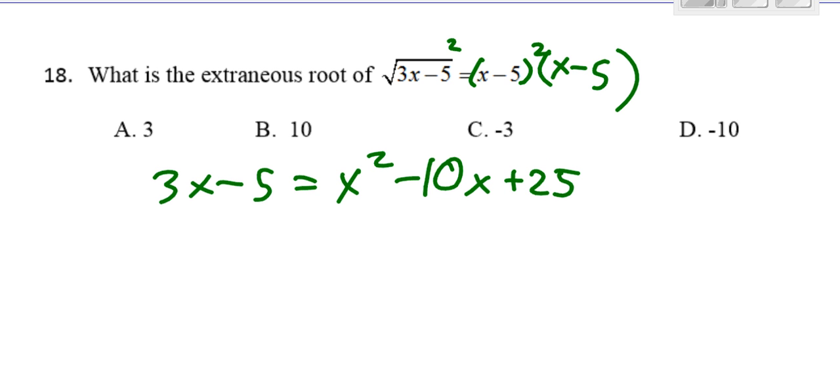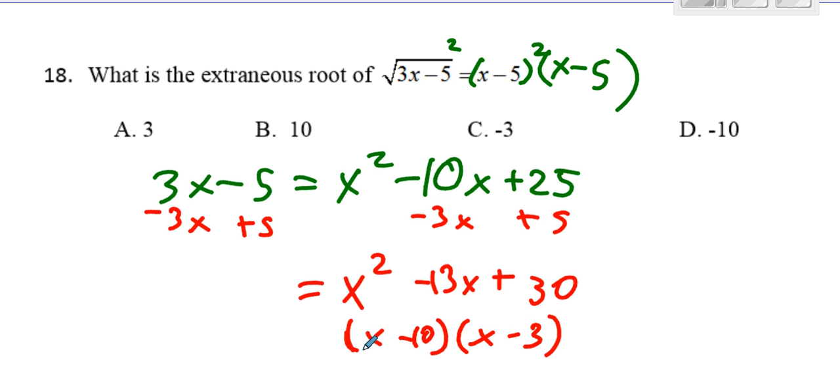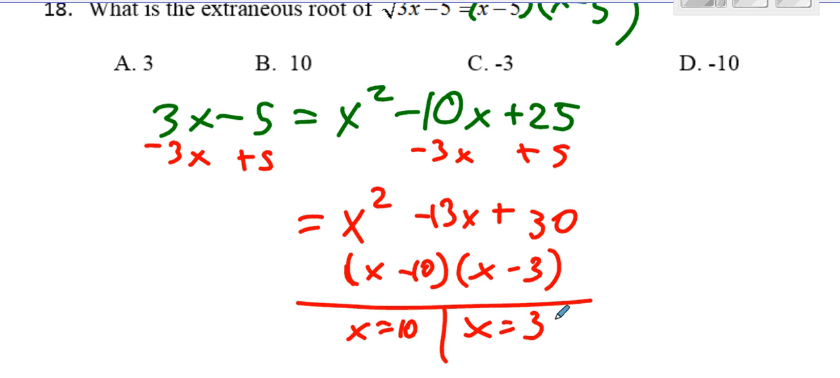Everything on one side so you can solve it. Add the 5, you get 30, minus 3x, you get negative 13. Two numbers that multiply to be 30 and add to be 13. That's x minus 10, x minus 3. So set them both equal to 0 and solve it. You get x equals 10, x equals 3.